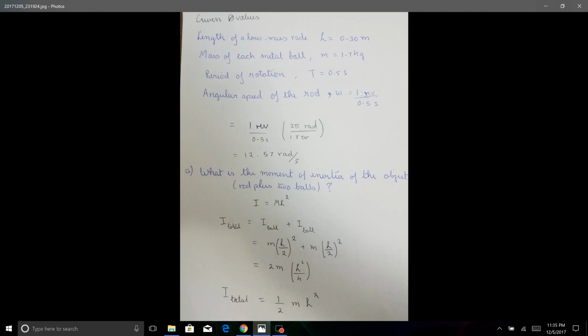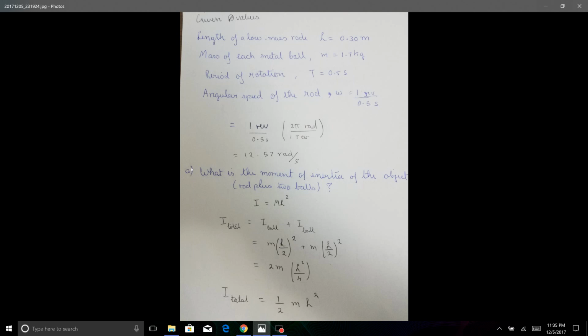I changed this to radians, so it's easier to work with. So one revolution over 0.5 seconds times 2 pi radians over one revolution. The revolutions cancel. By solving this, I get a value of 12.54 radians per second. Now the question we're about to solve: what is the moment of inertia of the object?